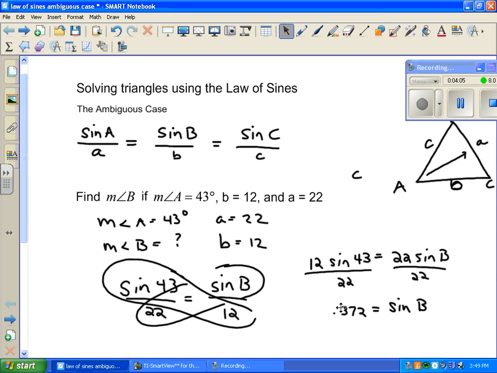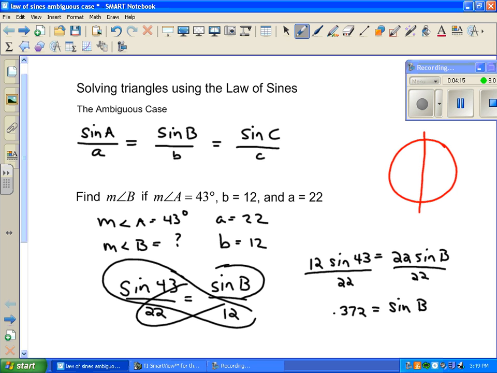Now, if I think about what that would look like on the unit circle, on the y-axis, 0.372 would be somewhere in here. I could either get an angle in quadrant 1 or an angle in quadrant 2. And both of them could be possible because both angles are less than 180 degrees. And that's what we would need for a triangle.